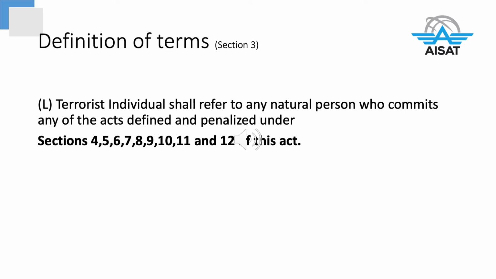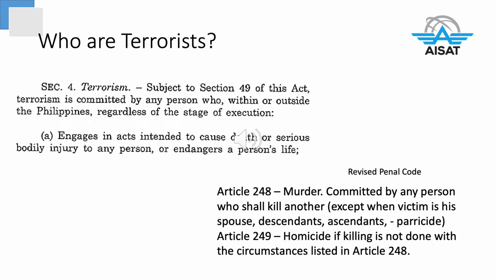Next, we define what is a terrorist in section 3L. Terrorist individual shall refer to any natural person who commits any of the acts defined and penalized under section 4, 5, 6, 7, 8, 9, 10, 11, 12 of this act. So of course, we'll have to read those sections to know what would be considered a terrorist. So in section 4 of the act, it reads, terrorism. Subject to section 49 of this act, terrorism is committed by any person within or outside the Philippines, regardless of the stage of execution, engages in acts intended to cause death or serious bodily injury to any person, or endangers a person's life.